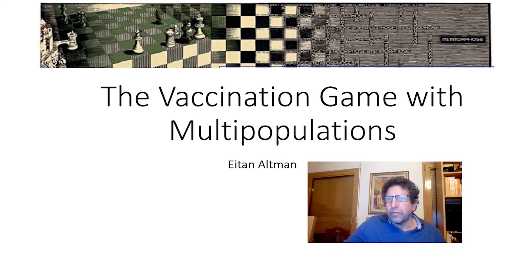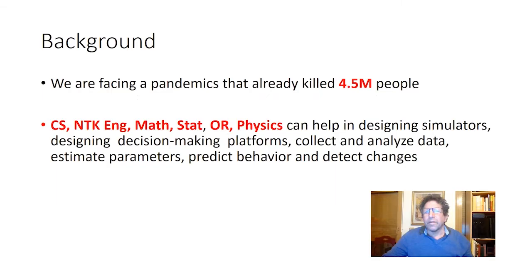I will talk about vaccination games with multipopulations. We are facing a pandemic that already killed 4.5 million people. Computer science, network engineering, math, stat, OR and physics can help in designing simulators, in designing decision-making platforms, collecting and analyzing data, estimating parameters, predicting behavior, and detection of changes.